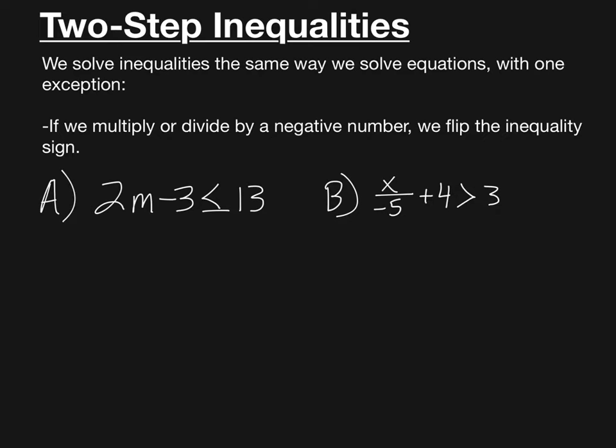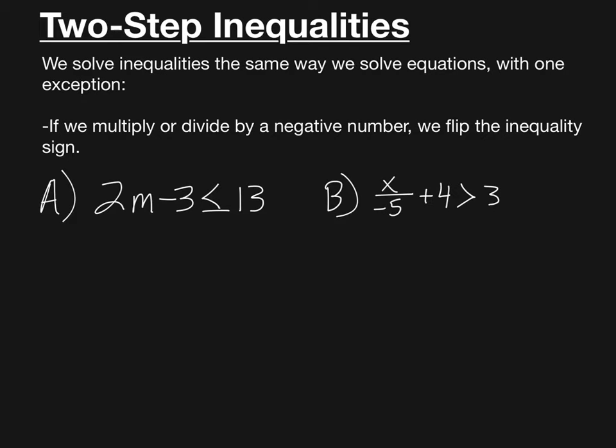If we multiply or divide by a negative number, we flip the inequality sign. So that's the same whether we're solving any type of inequality statement for a variable. If we multiply or divide by a negative number, we flip the inequality. So let's take a look at our two examples here.